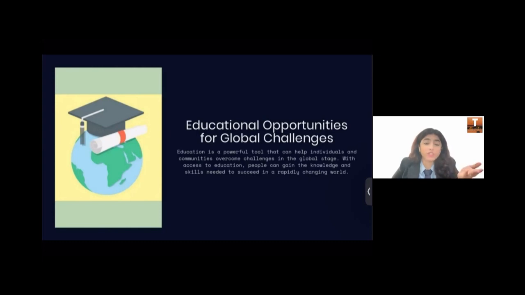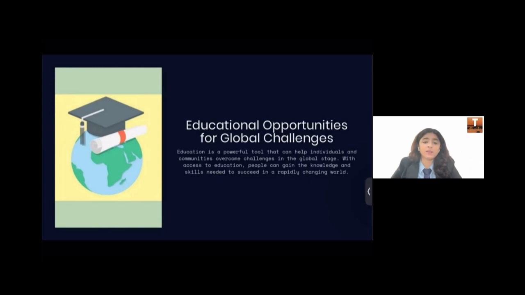Then technology and innovation. So by integrating technology into education, individuals can gain the skills to leverage digital tools and platforms for finding innovative solutions to complex global issues. Then collaborations and partnerships, through joint research projects, community engagement initiatives, or cross-sector partnerships, education actually helps you strengthen the capacity to address global challenges collaboratively.